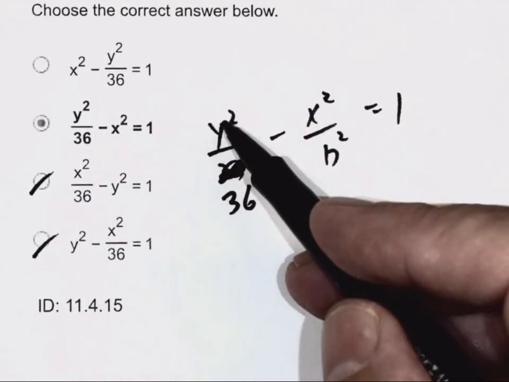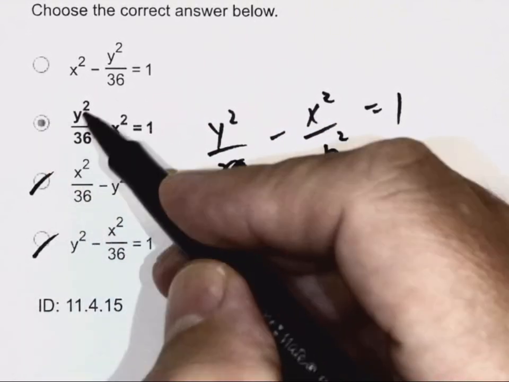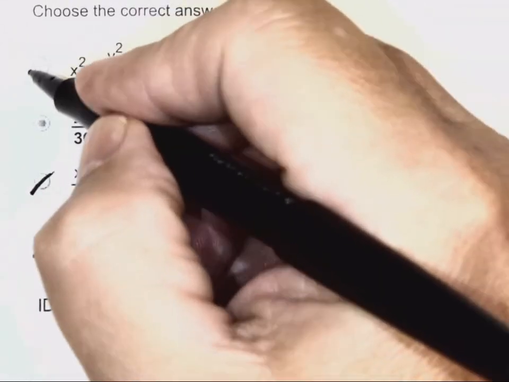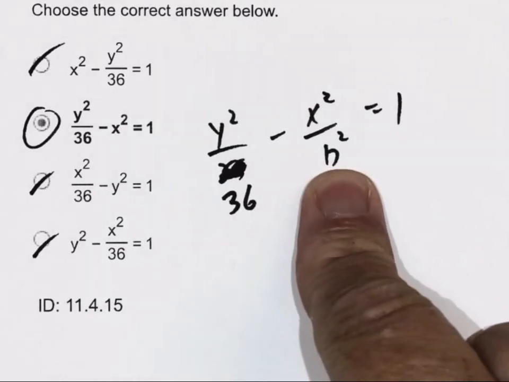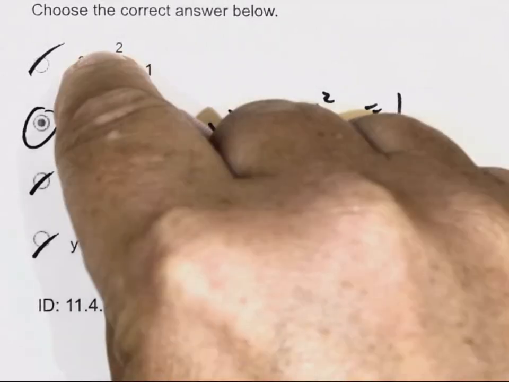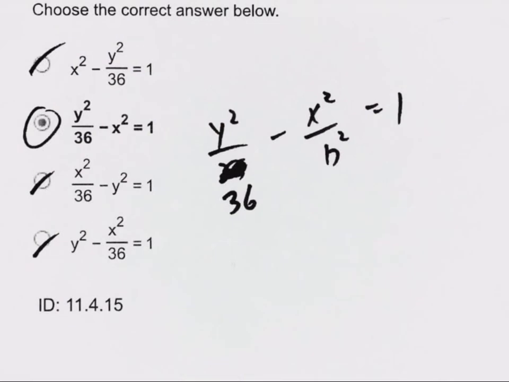But now I notice y squared over 36 has to be positive. Here it's negative. It can't be this. And I'm already able to decide this is the correct answer. So once again, I didn't have to figure everything out about the equation. Because it's multiple choice, I just had to figure out enough to find the correct answer. All right, so those were the 40 test review problems. Hopefully they'll help you as you prepare for the final exam.